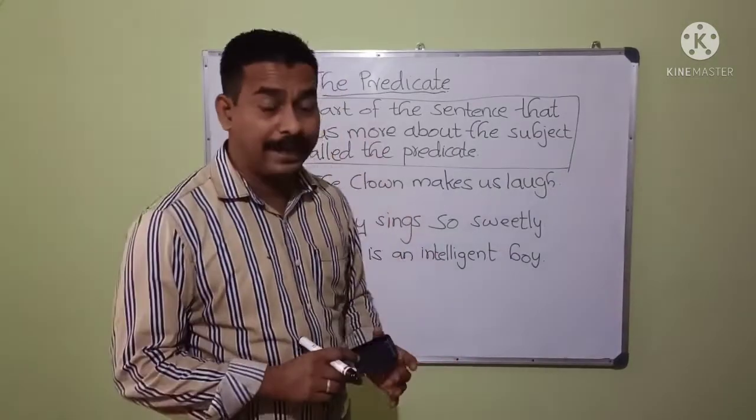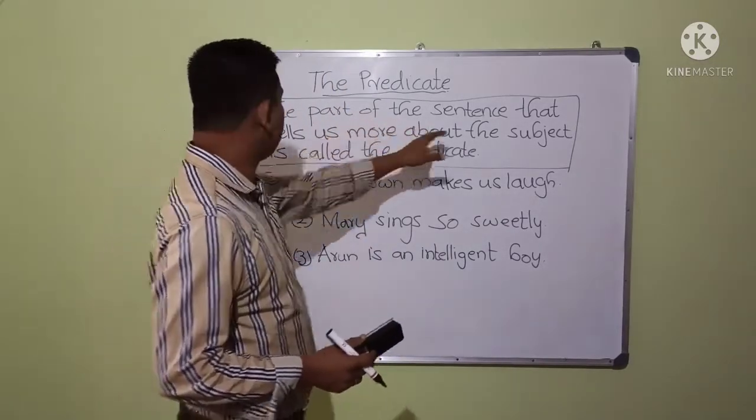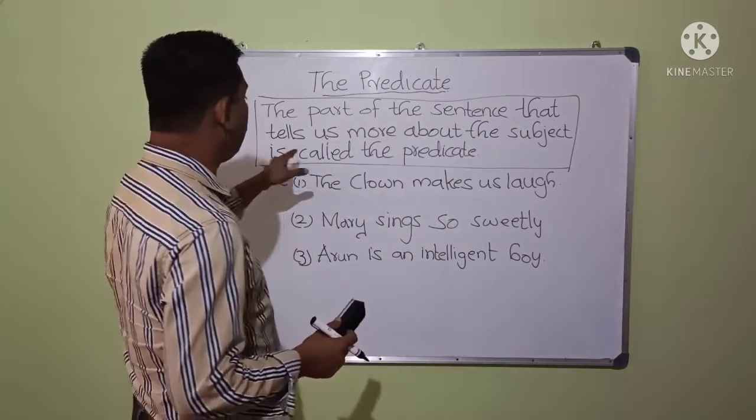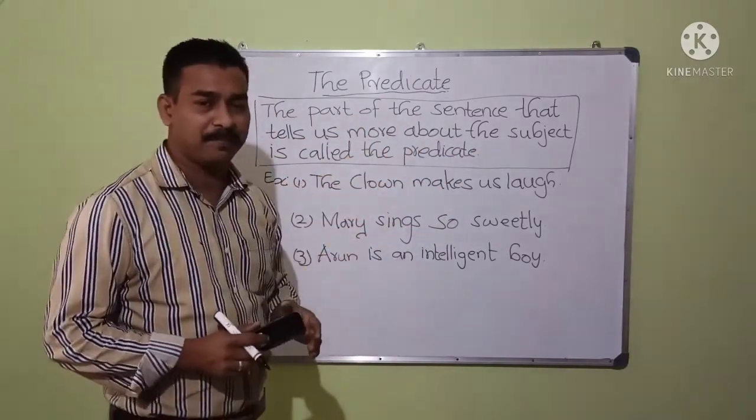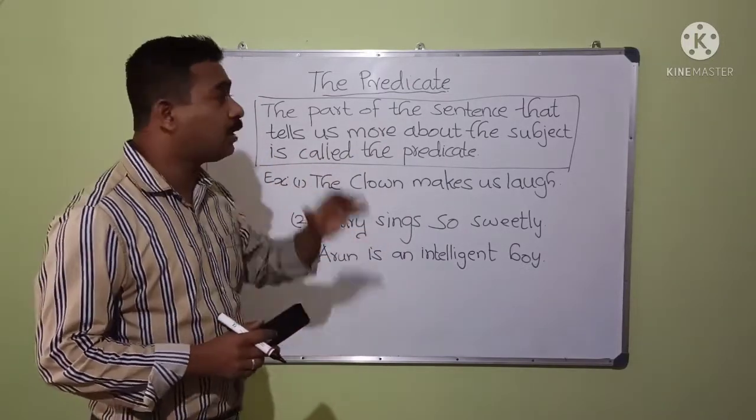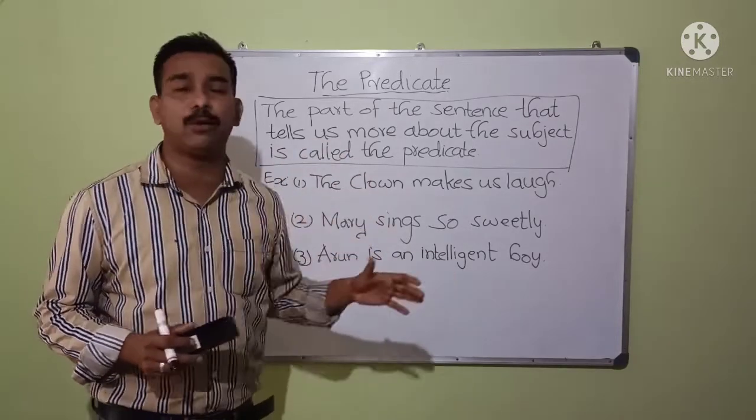Shall we learn about the predicate now? Okay. The part of the sentence that tells us more about the subject is called the predicate. In other words, we can say that what says about the subject is known as the predicate of that sentence.